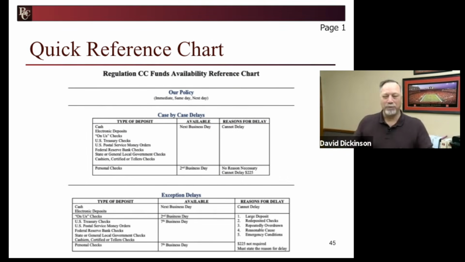All right. If you accept a deposit, then this regulation gives you the right to delay the availability of the funds. So let's look at this chart. There's this quick reference that you have in front of you. And the first tier at the top says our policy. So grab your bank's expedited funds availability policy. What does it say? Does it say that we make funds available immediately, or the same day, or next day? If it does, that's actually faster than what the regulation requires. That's great that you do that.